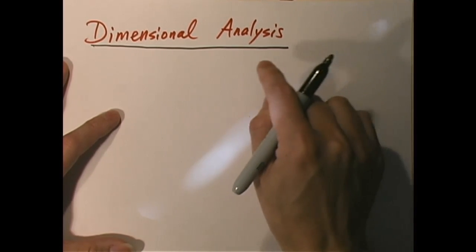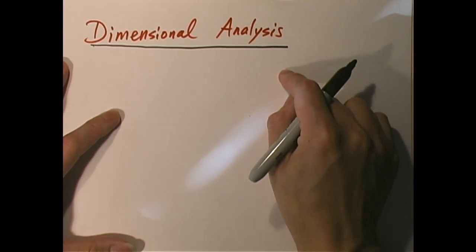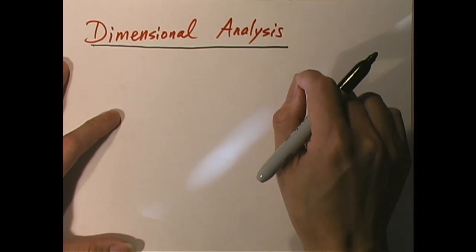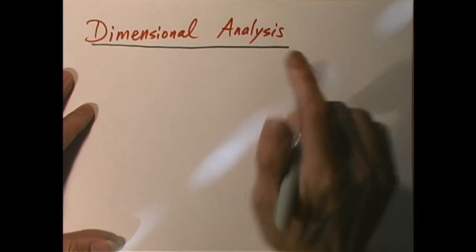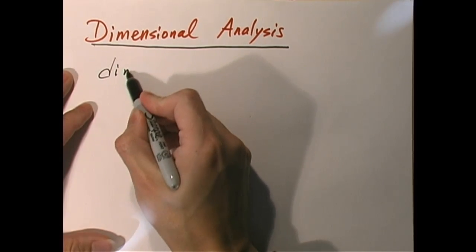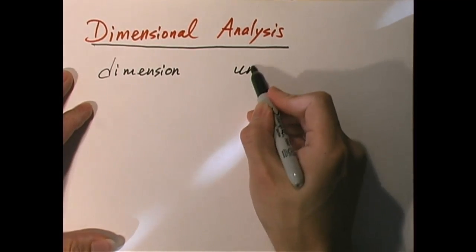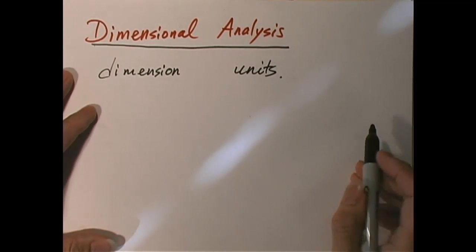Under the right circumstances, this works like a magical bullet. You can get the answer, almost the correct answer, almost the 100% correct answer, without getting into any real details. Isn't that wonderful? So, what is dimensional analysis? Well, first of all, the idea of dimension. It's related to the idea of units, but they're not quite the same. Let's look at an example.